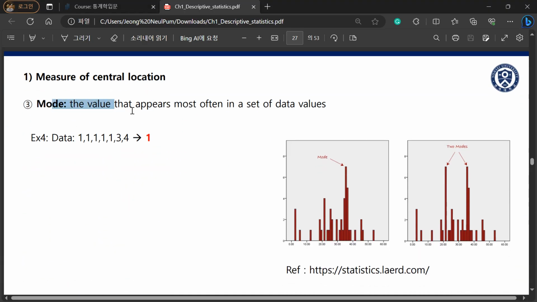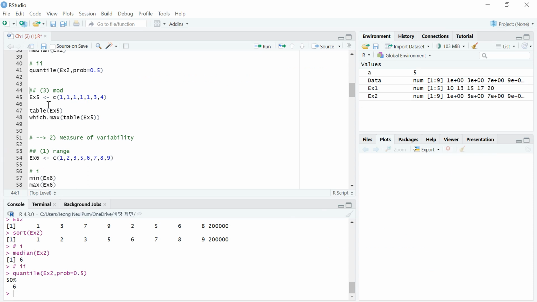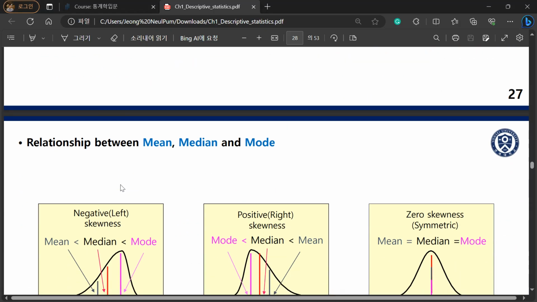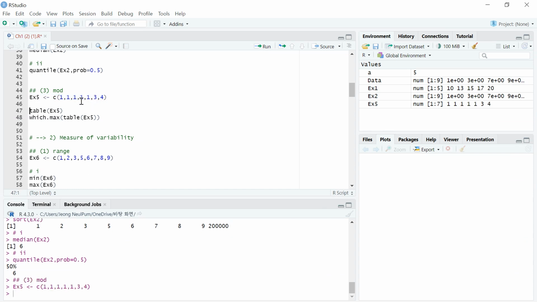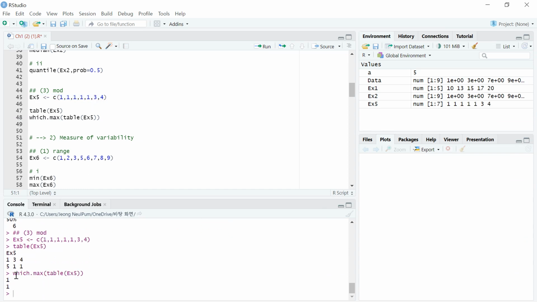And there is also the mode, which can also explain the central location of our data. We just want to get the most frequent value in our data, which is 1 in this case. For this data, I prepared the same data here. So with the table function and the which.max function, we can get the value which occurred the most often.